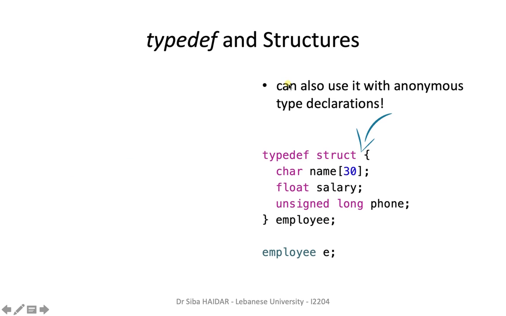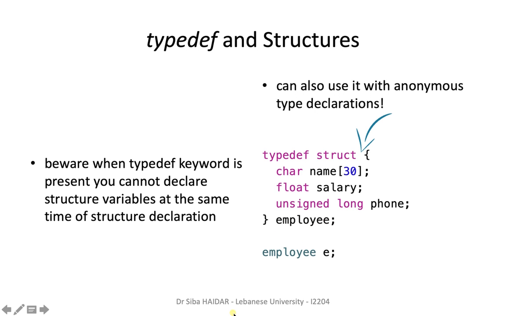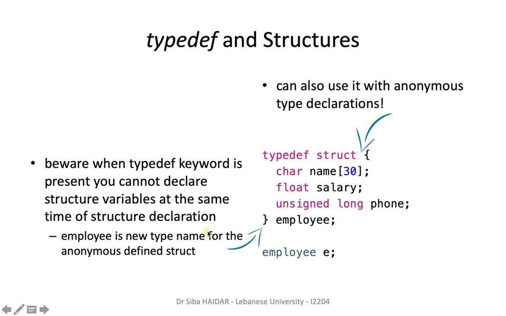Another way also, you can use it with anonymous type declaration. You can remove the name of the structure type from here and put it only in the typedef new name. So we can say typedef struct anonymous, and then we give it the name employee. And then I can declare employee e, of course. Beware, when the typedef keyword is present, you cannot declare structure variables at the same time of the structure declaration. So here, before the semicolon, the word employee does not mean this is a variable of this type. It means this is the name of this type.